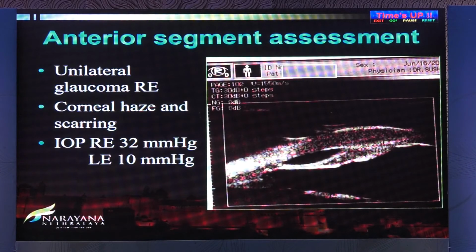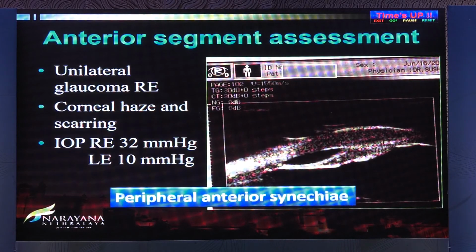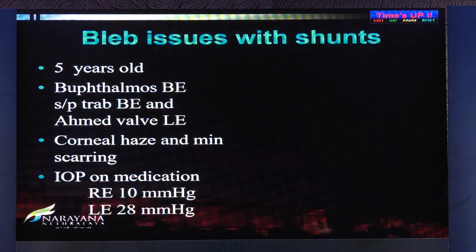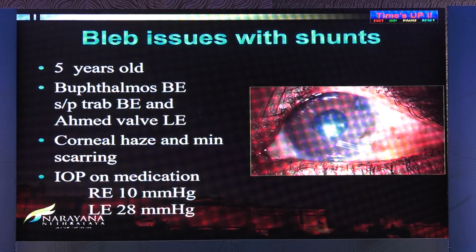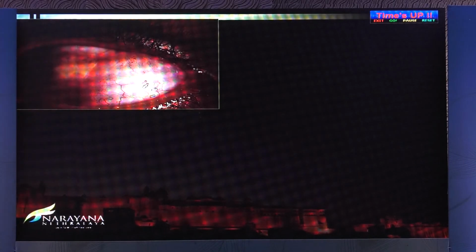Similarly, when you have to do PKP and the cornea is opaque, you need to understand the prognosis of the case. UBM comes handy to tell you the extent of peripheral anterior synechiae. Another interesting case where we had an Ahmed valve implant, and after a year or so the child started developing high pressures. This is how the bleb looked.